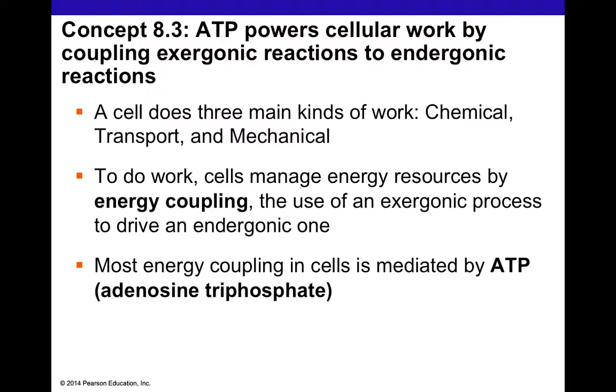The last thing we need to go over is how a cell actually does the work it needs to do. We can basically break down cellular work into being one of three types: chemical, such as building molecules; transport, which we saw examples of in the last unit; and mechanical, actually moving parts around the cell. The cell is very efficient at managing energy by coupling or pairing together an exergonic reaction, which releases energy, with an endergonic reaction, which needs energy.